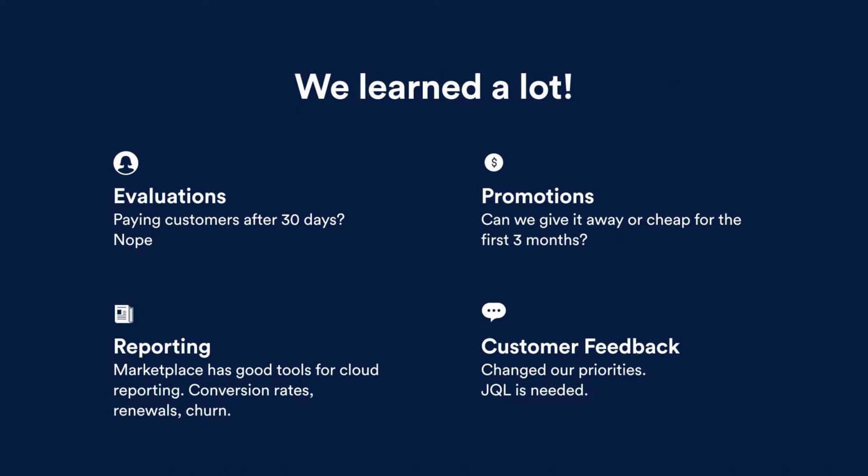One thing that came as a bit of a shock was the evaluation. I expected 30 days, and then we'd start having some conversions, but that's not the case, because 30 days is the minimum evaluation time, since evaluations sync up with their Jira billing cycle. We also wanted to have some promotions, because we knew when we launched there were missing features and we didn't want people to feel shortchanged, but we can't have promotions. Reporting in Marketplace is a lot better, though. We get conversion rates, we get churn, and customer feedback, as I said previously, was really valuable. It changed our priorities and really showed us that the JQL features are really important to people.